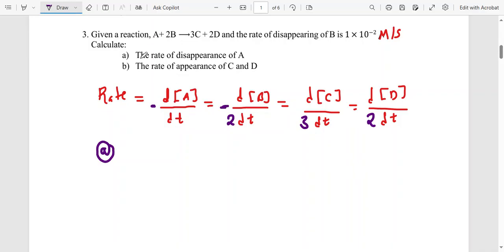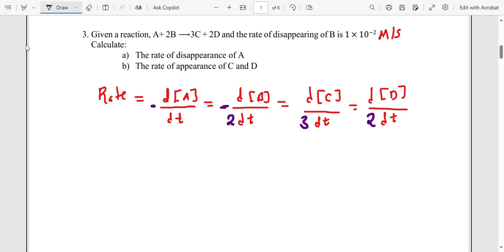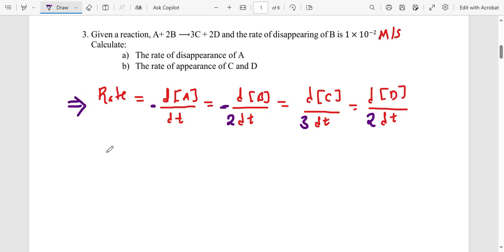Okay, so question A is saying find the rate of disappearance of A. They've given us the rate of disappearance of B. Now, again, as I said, reactants always. So what I've written here is just one expression. Please take note of this. This is one expression that we can use to find the rate.